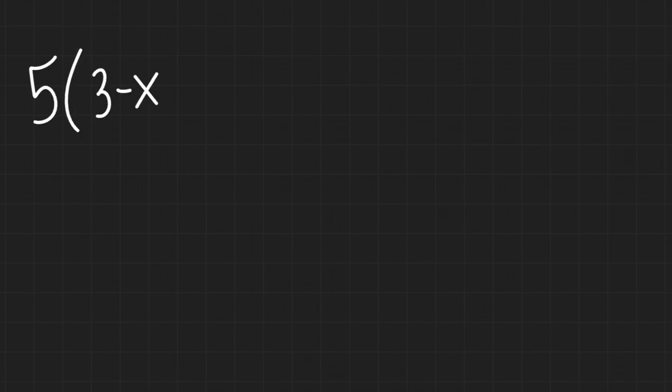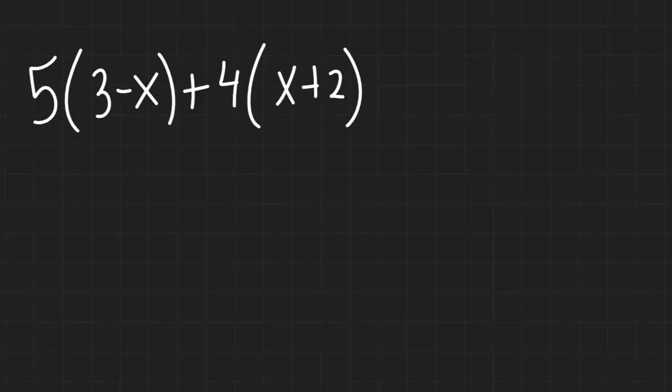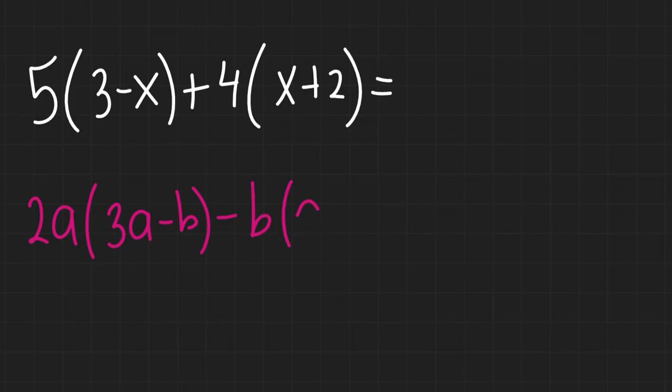Let me give you two practice questions. Make sure that you give me the answers in the comments so that we can check if it's correct. And then you guys can talk to one another and see if you have same answers. So if we say 5 in brackets 3 minus x plus 4 in brackets x plus 2. Okay, try to complete this one. But also 2a multiplied by 3a minus b, multiplied by a plus 2.